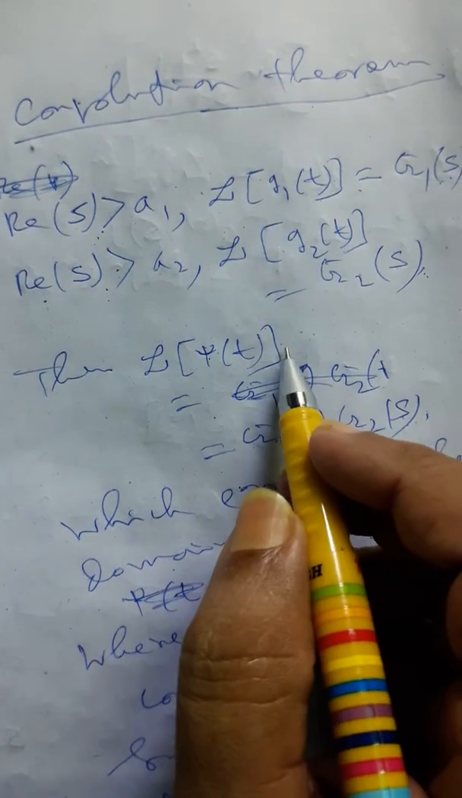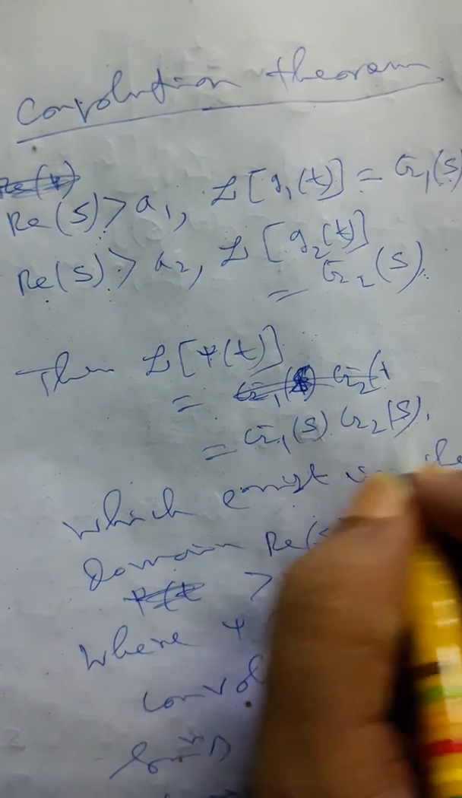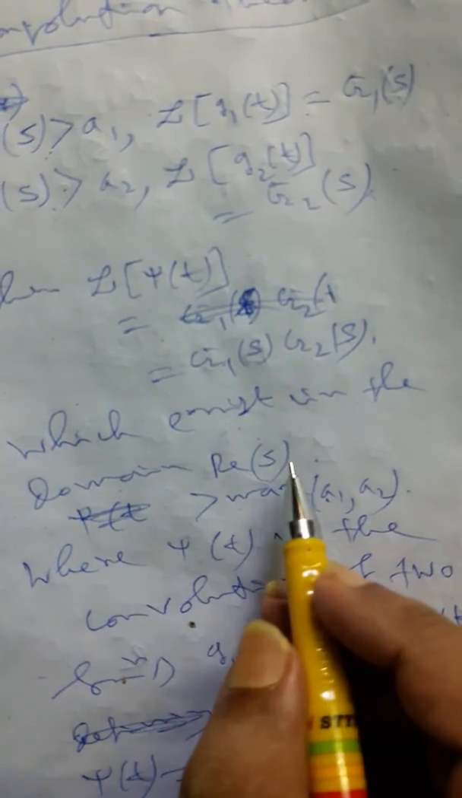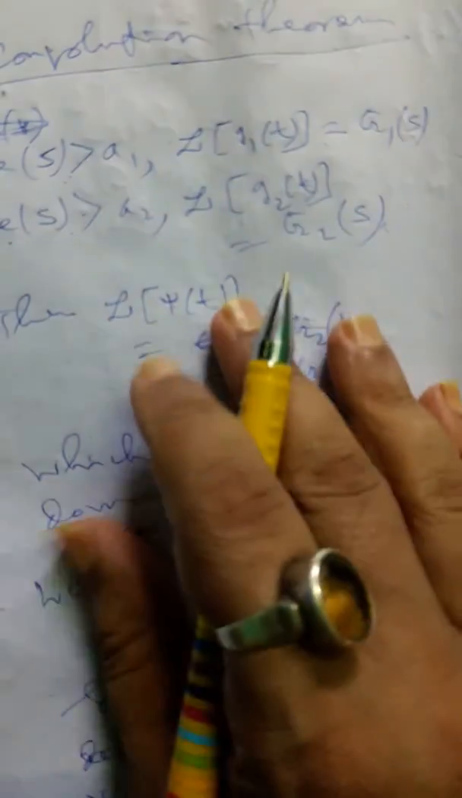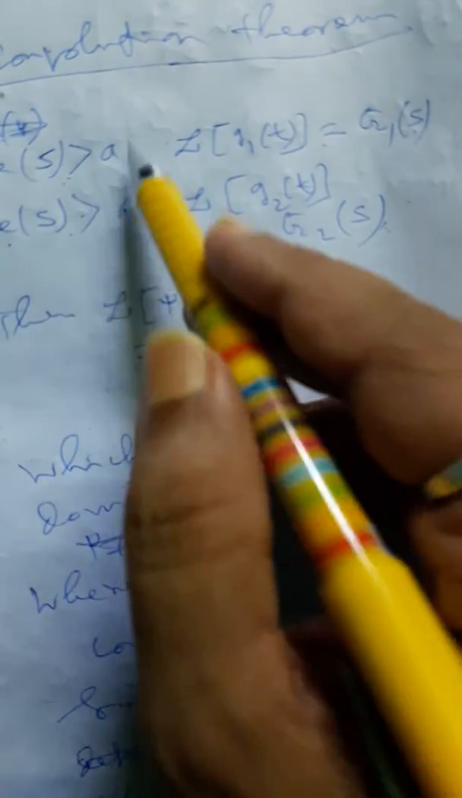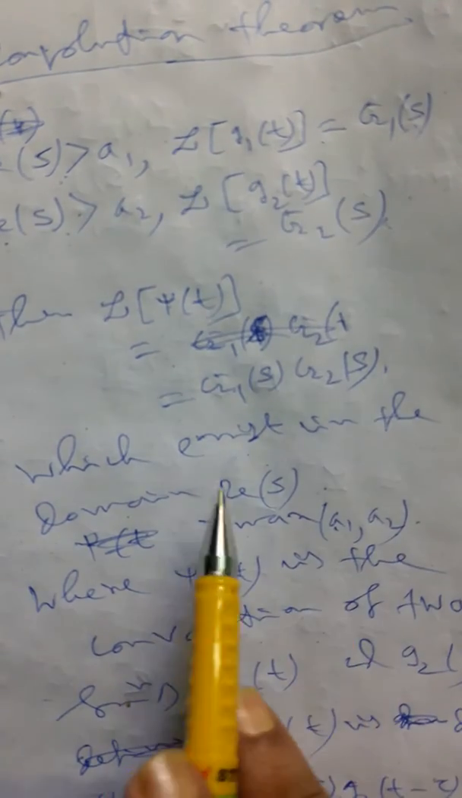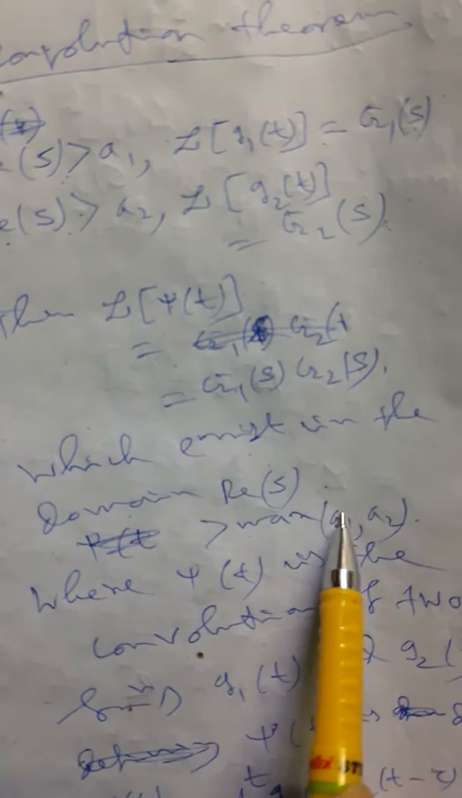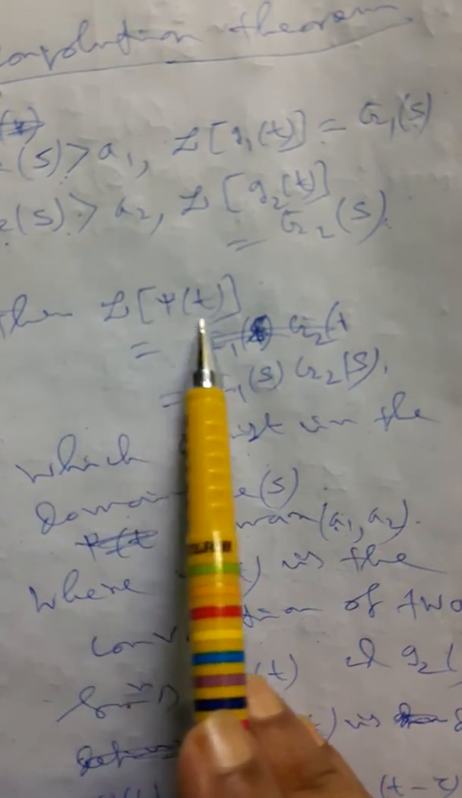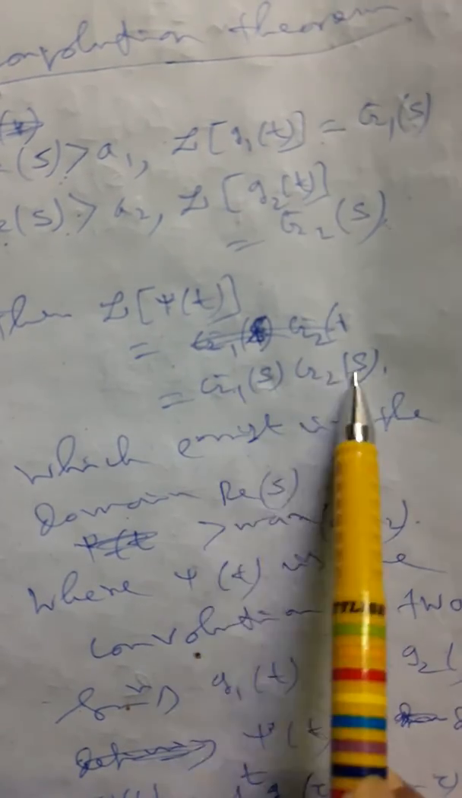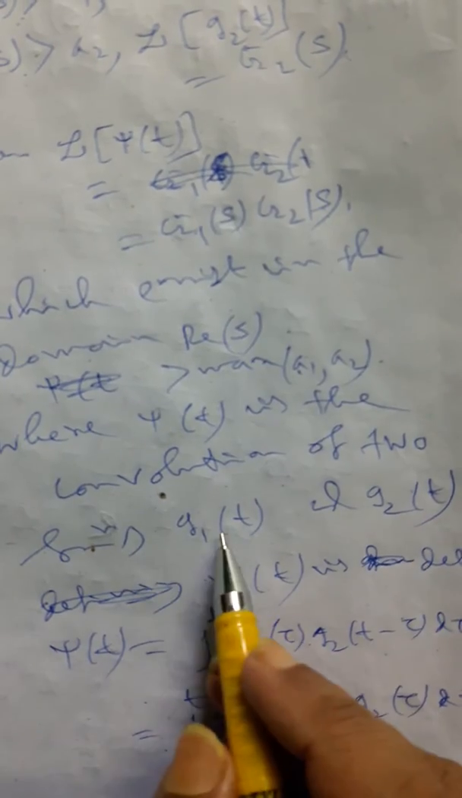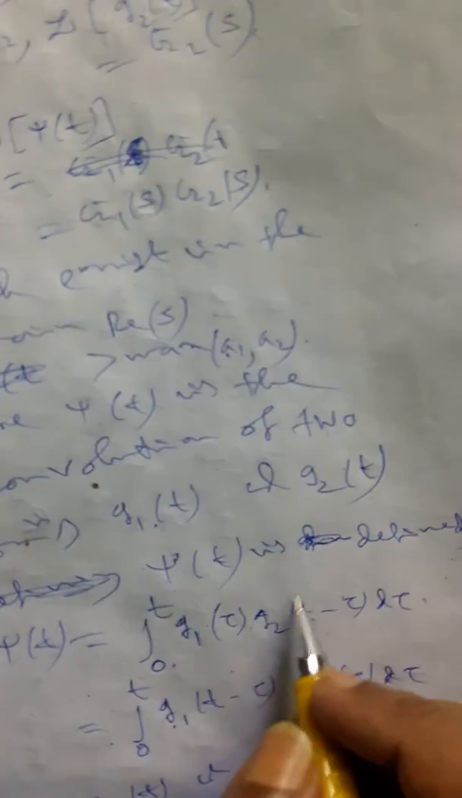the Laplace transform of psi(t) is equal to G1(s) G2(s). This actually exists in the domain real S greater than the maximum of a1 and a2. Where psi(t) exists, the Laplace transform of psi(t) will be this. We have to prove this, where psi(t) is the convolution of two functions g1(t) and g2(t).